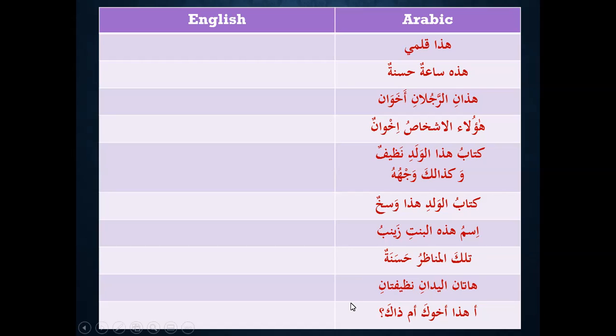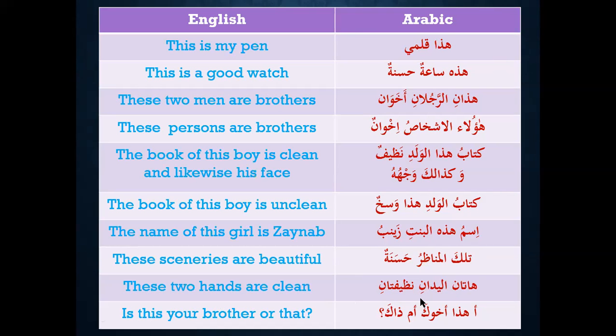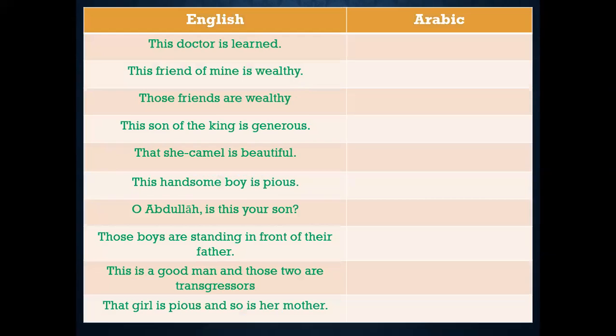نظيفتان. أهذا أخوك أم ذاك؟ Is this your brother or that? Okay, now, this doctor is learned. This doctor. هذا الطبيب. You want to make it اسم إشارة. So هذا الطبيب, because the طبيب, the doctor, is coming after هذا, it should have al on it. هذا الطبيب learned. حاذق, عالم, متقن, ماهر, any word for learned.